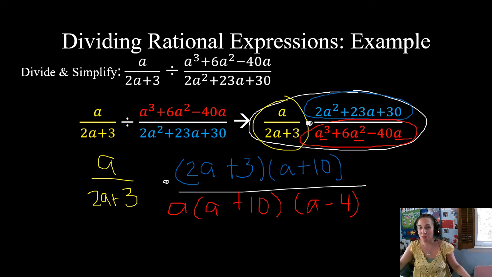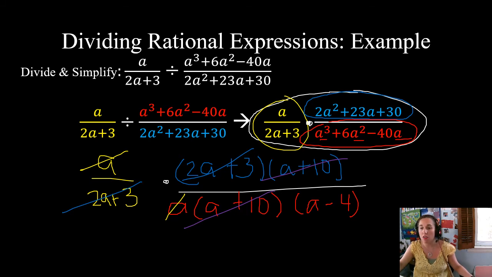And now I can do the fun part. I can go all willy-nilly and just cross out factors of 1. So a and a, goodbye. Anything you see that's the same in the numerator and denominator just cancels to 1. 2a plus 3, 2a plus 3, see ya. And then, of course, there's a plus 10 and a plus 10. Peace out. So now I need to see what I'm left with.